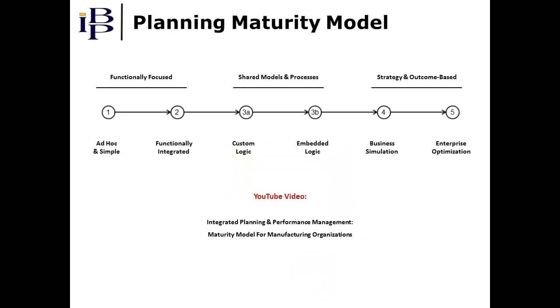Provided on the screen is a maturity model for manufacturing and supply chain planning logic. Stages 1 and 2 represent standalone models that are used by finance and operations, while the other stages represent integrated models that are shared by finance and operations. Details of this maturity model can be found in the YouTube video noted on the bottom of the screen.